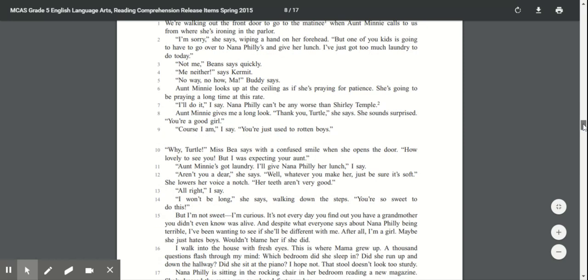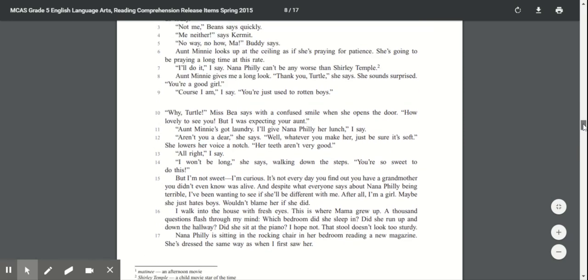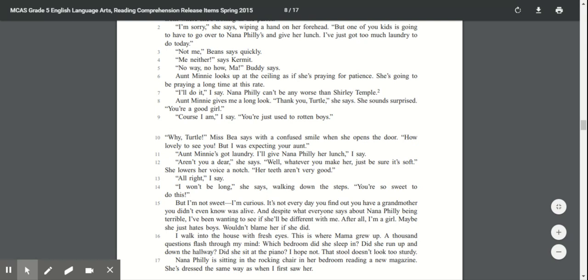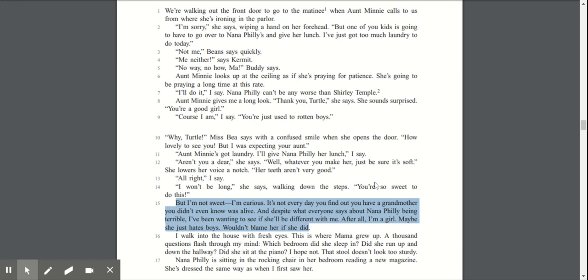So scroll up again to the beginning paragraphs. Now, I'm going to zoom in to paragraph 14. It says, "I won't be long," she says, walking down the steps. "You're so sweet to do this." And then in 15 it says, "But I'm not sweet. I'm curious. It's not every day you find out you have a grandmother you didn't even know was alive. And despite what everyone says about Nana Philly being terrible, I've been wanting to see if she'll be different with me. After all, I'm a girl. Maybe she just hates boys. Wouldn't blame her if she did."